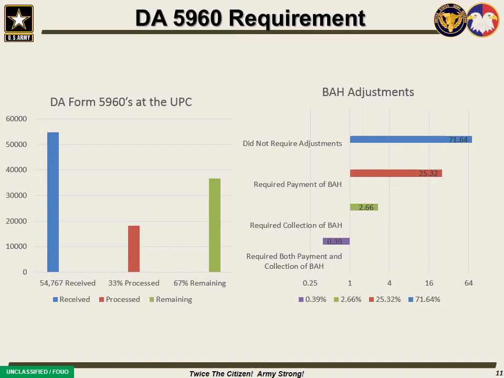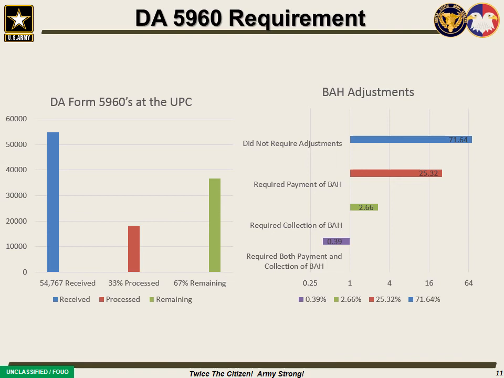The UPC reviews all pay transactions resulting from RLAS DA Form 5960s. In cases where the BAH status or dependent type from the RLAS DA Form 5960 does not match the codes currently on the MMPA, the UPC must review the soldier's past BAH payments for over or under payments. These are the current statistics for the DA Form 5960s requiring a review for over or under payments.